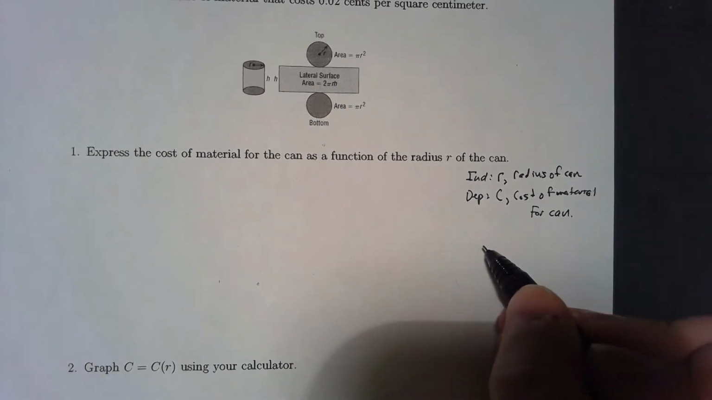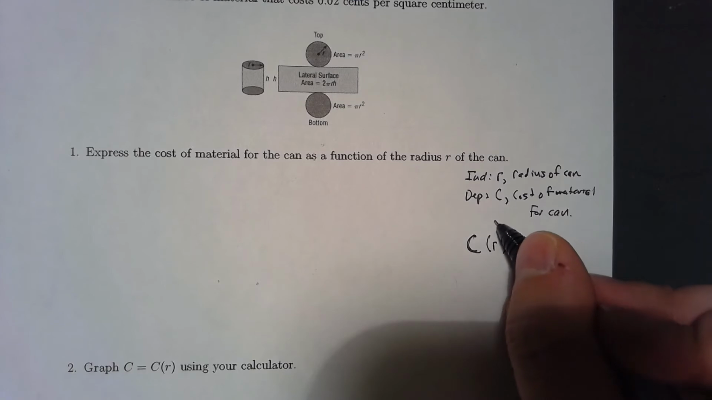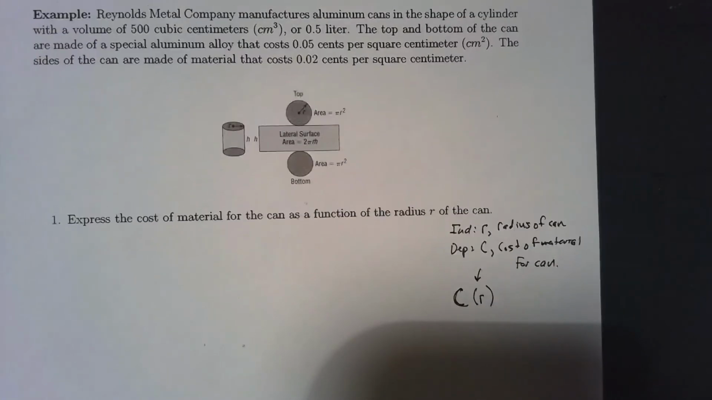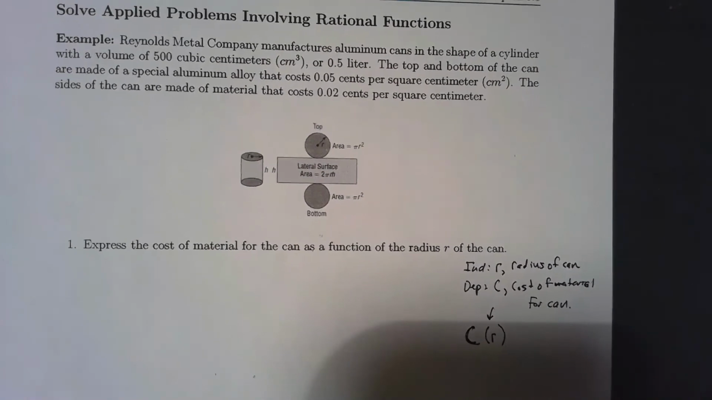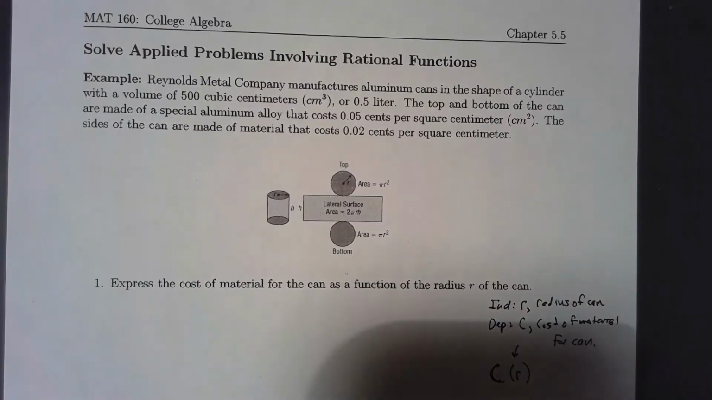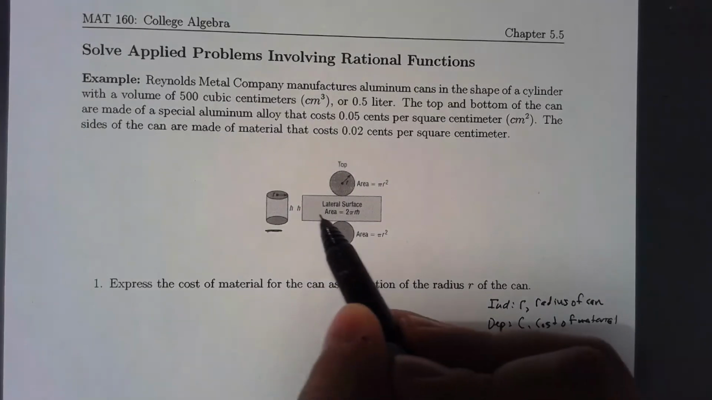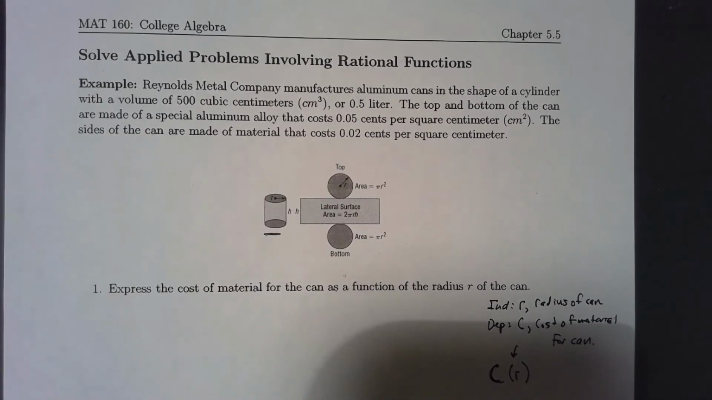All right, so what I'm really going to be doing is finding a cost function, and finding the cost as a function of its radius. And that's what I want to find. Okay, well, let's pick apart this information. I'm dealing with a geometry problem, right? So here's a cylinder, and I'm trying to find a function that measures the cost of the material as a function of its radius.